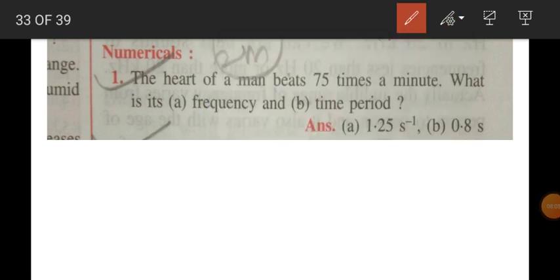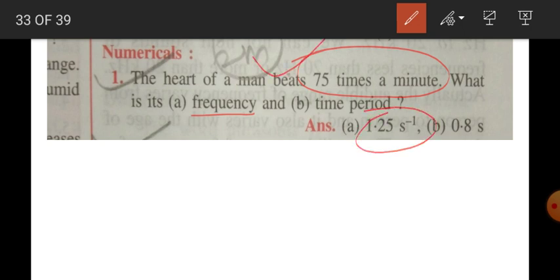Human heart beats 75 times a minute. Frequency is already given actually: 75 vibrations in 1 minute. Find out the frequency. We just need to calculate frequency in terms of per second; in terms of per minute they have already mentioned. And we need to calculate the time period as well.